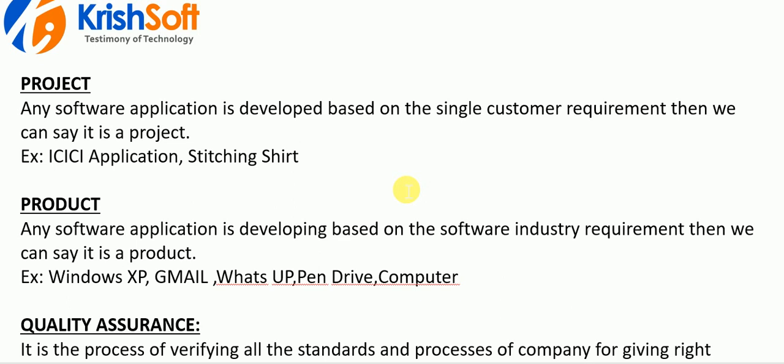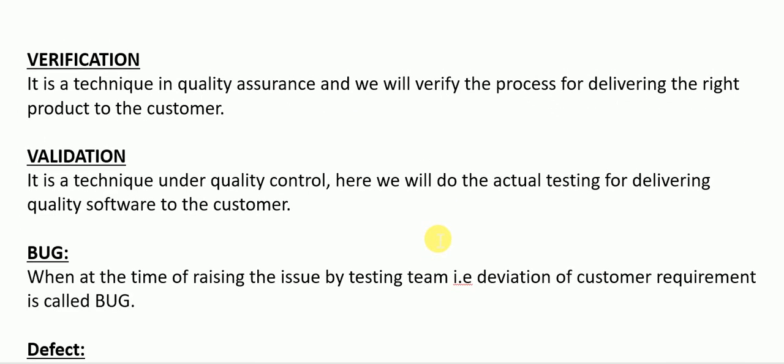Quality assurance and quality control. For quality assurance, there is a separate team in our company that takes care of the auditing process. They verify whether we are following the right standards and processes in our project. Quality control is where we control the quality of the application by doing actual testing on it. Verification and validation come under quality assurance and quality control. Verification is the technique followed in quality assurance. Validation is the technique we follow in quality control.